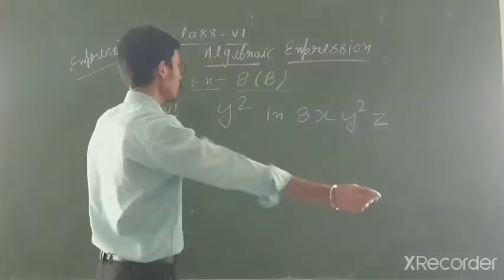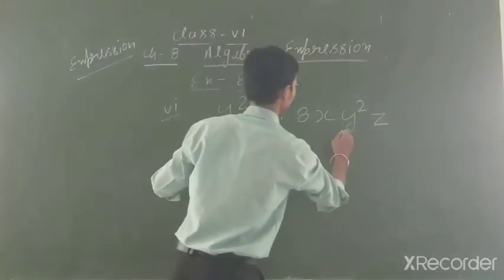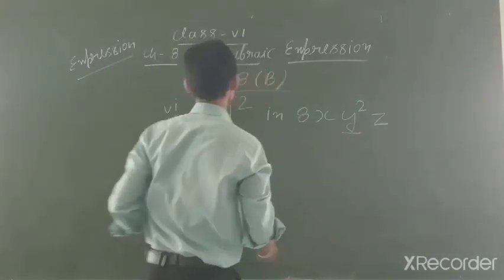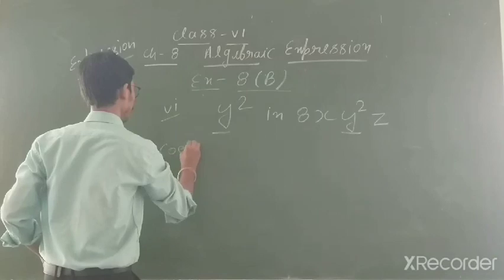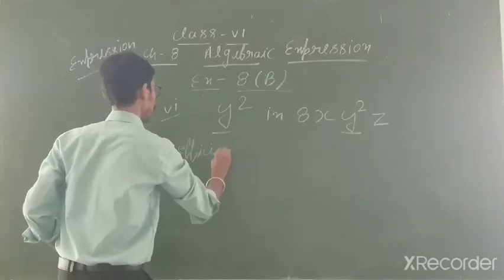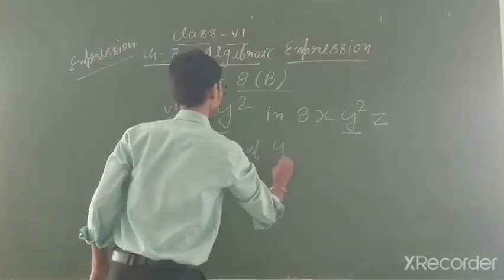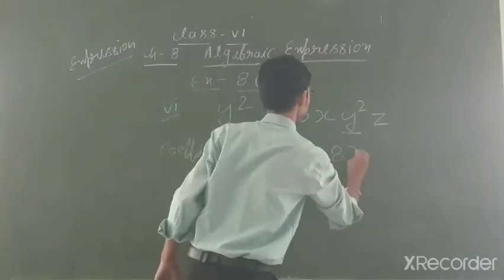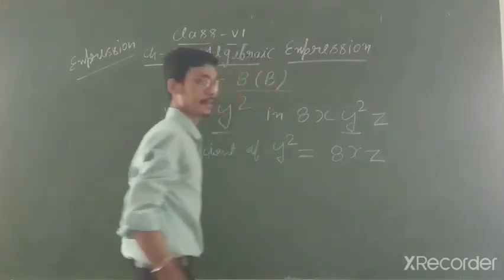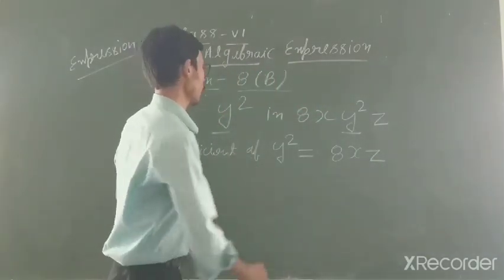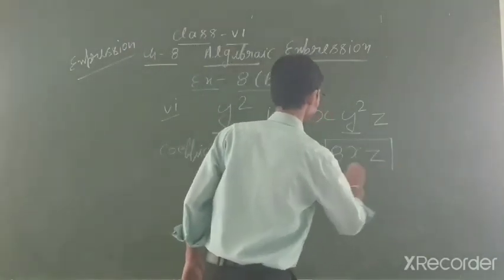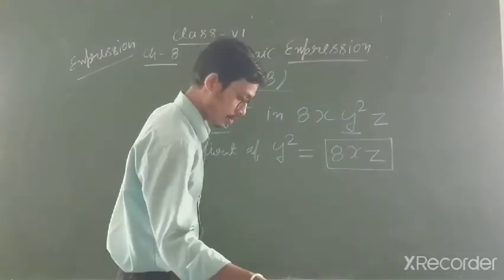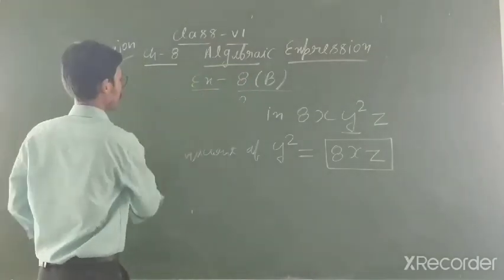Clear student? So what you will do? Y square is given, so leave y square and write down what is left. So what is left? 8xz. So we will write down coefficient of y square equal to 8xz. Is that clear student? So this is our solution. So coefficient of y square equal to 8xz. I think you are able to solve questions based on this. Clear? Now come to the next question.